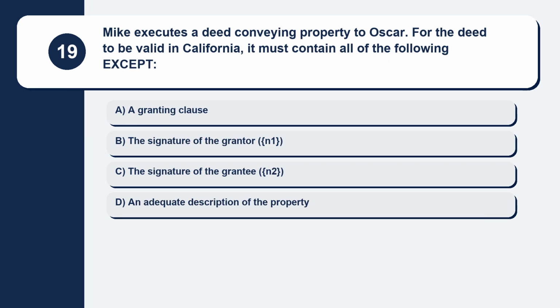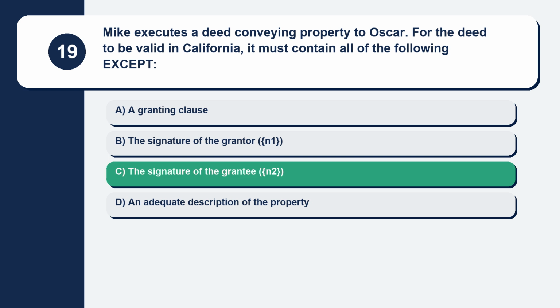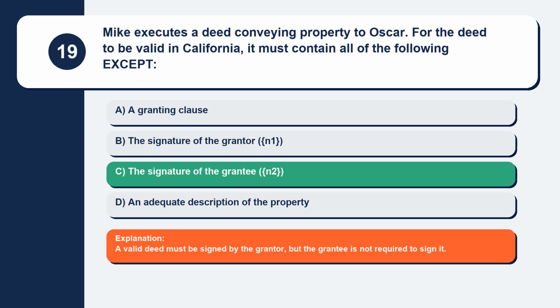Question 19. Mike executes a deed conveying property to Oscar. For the deed to be valid in California, it must contain all of the following except. Here are your options. Option A, a granting clause. Option B, the signature of the grantor. Option C, the signature of the grantee. Option D, an adequate description of the property. The correct answer is option C, the signature of the grantee. Explanation: a valid deed must be signed by the grantor, but the grantee is not required to sign it.